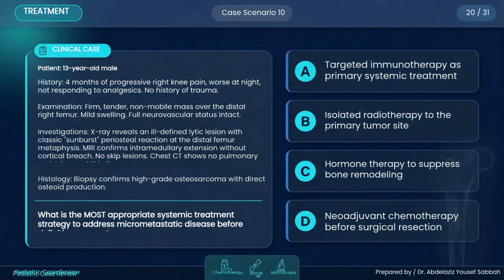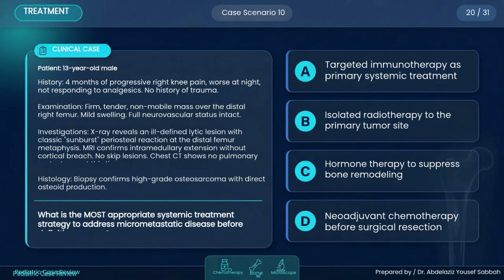Full neurovascular status is intact. X-ray reveals an ill-defined lytic lesion with a classic sunburst periosteal reaction at the distal femur metaphysis. Magnetic resonance imaging confirms intramedullary extension without cortical breach and no skip lesions. Chest computed tomography shows no pulmonary metastases at this time. Biopsy confirms high-grade osteosarcoma with direct osteoid production.